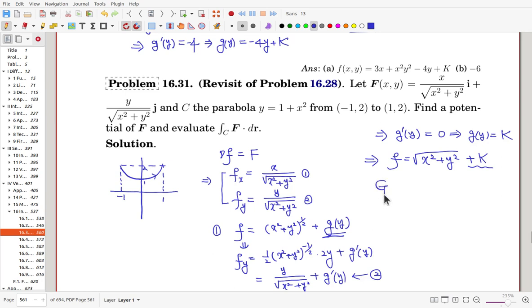Let's try to evaluate this integral. The given integral must be f at the end point minus f at the beginning point, right? But we already know that the end point is (1, 2), and the beginning point is (-1, 2). Now, x is 1 or -1. This value is always the same because it's squared. So f(1, 2) and f(-1, 2) will be the same, so the subtraction must be 0. Okay, so we got the answer.